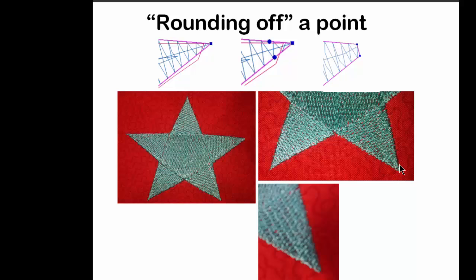I actually, for playing purposes, since I knew this was a practice, I went ahead and rounded my points just a little to see if I like that look better. To do that, here's your star. You have 1 point. You're going to add 2 and then delete that 1 so you get just a bit of a break on the very tip.